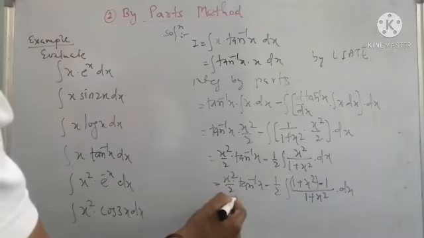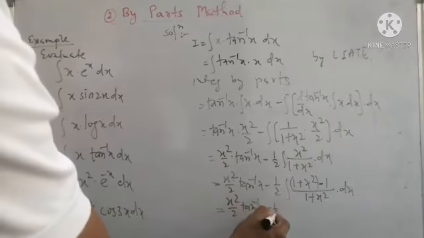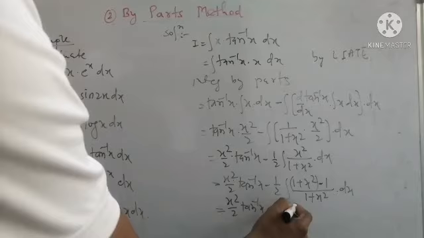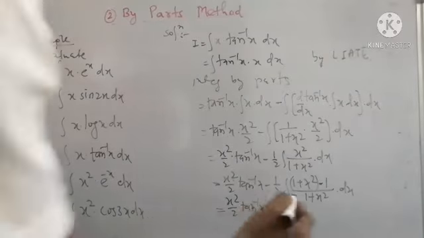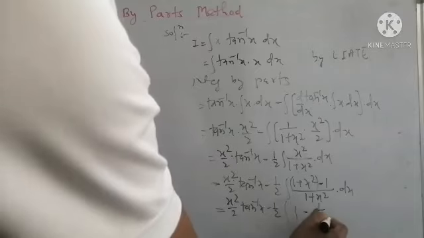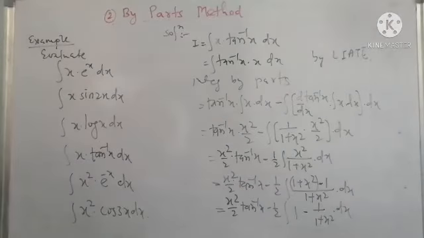Now this first term remains as it is, x square by 2 tan inverse of x minus half as it is, and integration of the first term will be 1 plus x square divided by 1 plus x square, so it will be 1, minus the second term will be 1, has a numerator 1 and denominator 1 plus x square dx. Now see the subtraction we get in integration, so by the rule of integration we can take separate integrations.